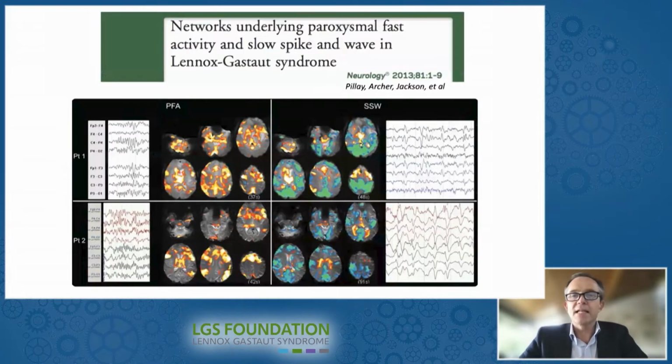Some of the early studies in this, including one led by Neil and Pillay, a Canadian neurologist who was working with us at the time, showed that when you look at some of the key epileptic phenomena of LGS, including bursts of generalized paroxysmal fast activity, you saw widespread activation of the brain, consistent with the widespread bursting fast activity on the EEG. In contrast, during trains of generalized spike and wave with sharp slow activity on the EEG, you saw a different pattern with more prominent areas of cortical deactivation.